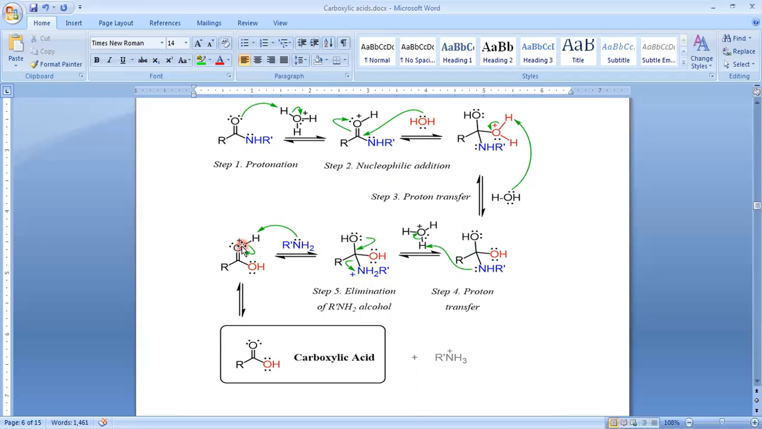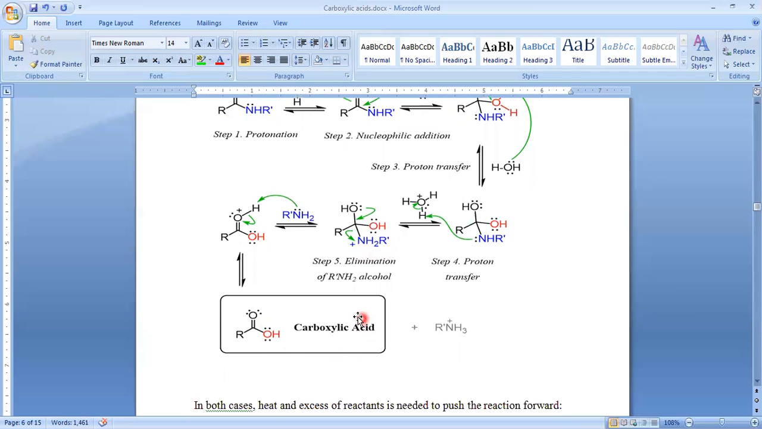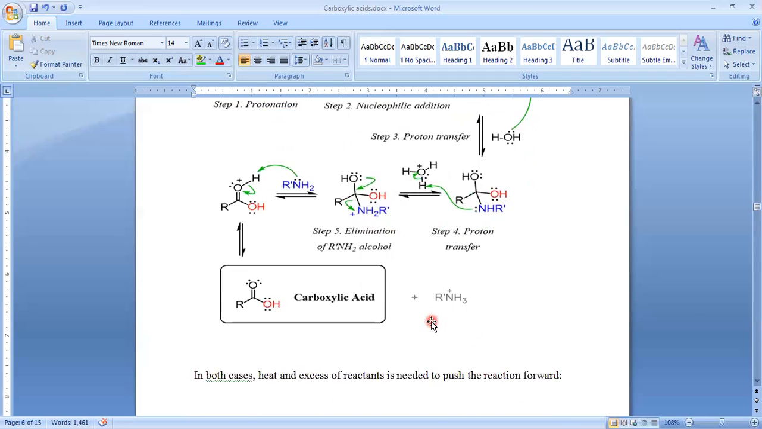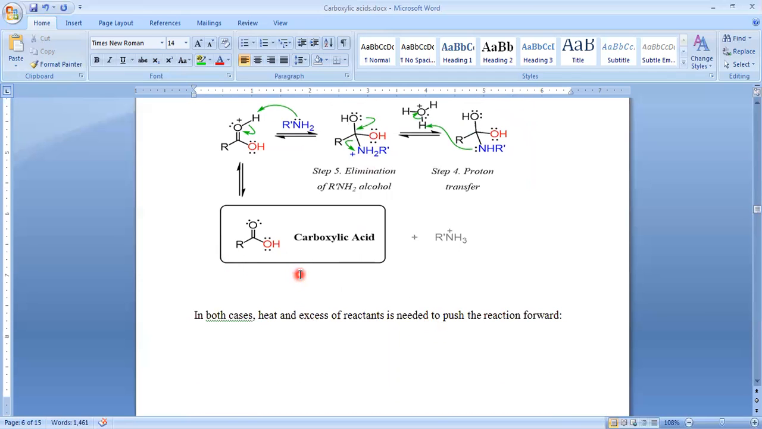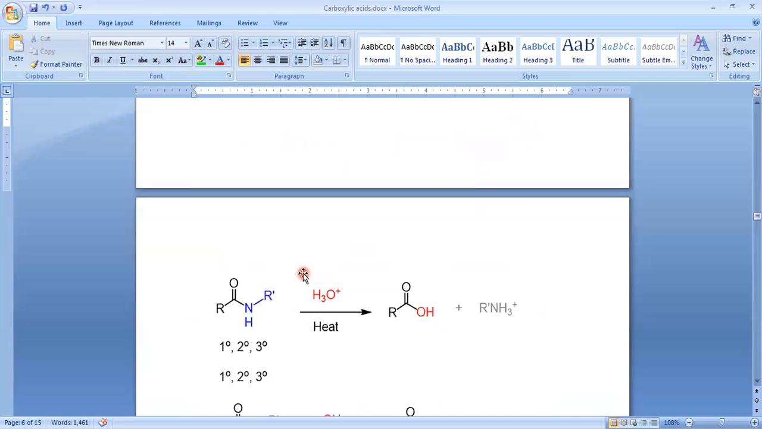And the next step is deprotonation. That deprotonation will give carboxylic acid, and thereby we get a tertiary ammonium ion. Due to the presence of this tertiary ammonium ion, this reaction cannot be reversed. Okay, so this is acidic hydrolysis of ester amides.